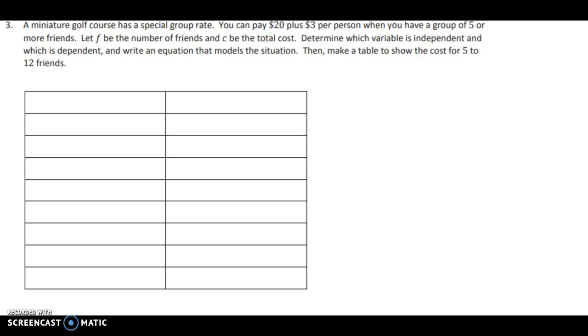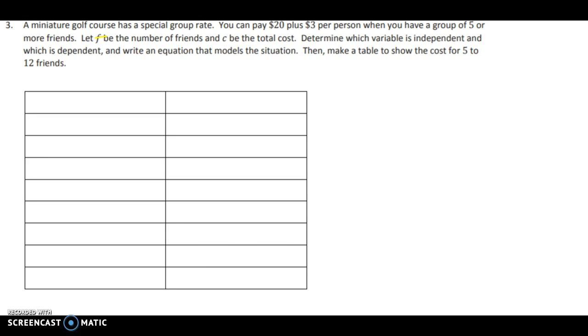Partner question number 3. A miniature golf course has a special group rate. You can pay $20 plus $3 per person when you have a group of 5 or more friends. Let F be the total number of friends and let C be the total cost.